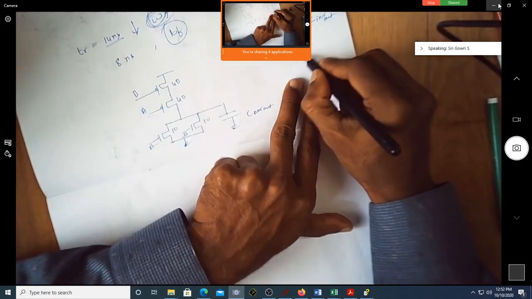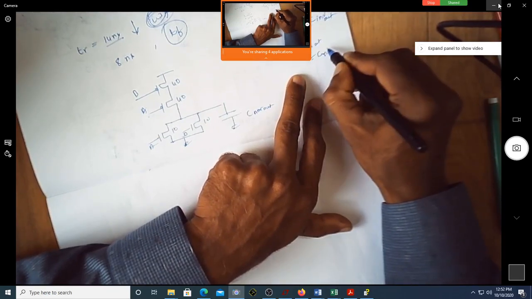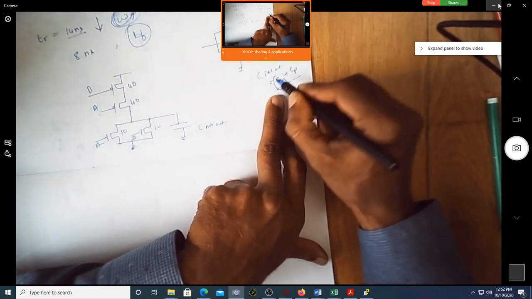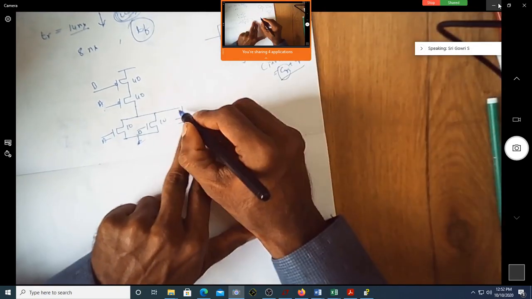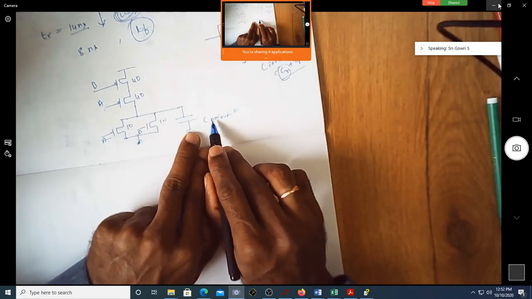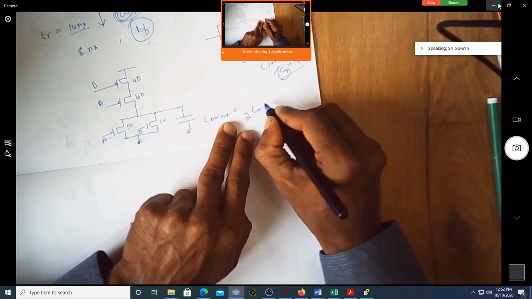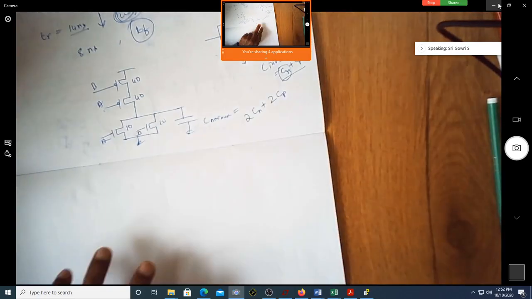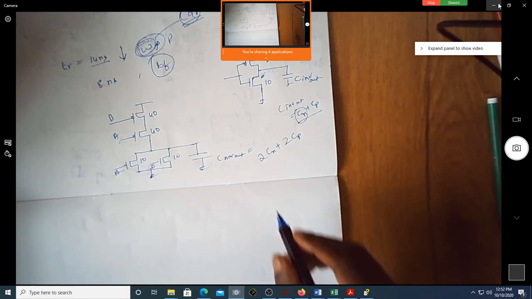Assume that C inverter out is due to Cn plus Cp. Cn is due to this MOSFET, and Cp is due to this MOSFET. On the same lines, can you say what is C NOR out? Shall I say it as 2 times Cn plus 2 times Cp? Yes, sir. Why is it 2 now?